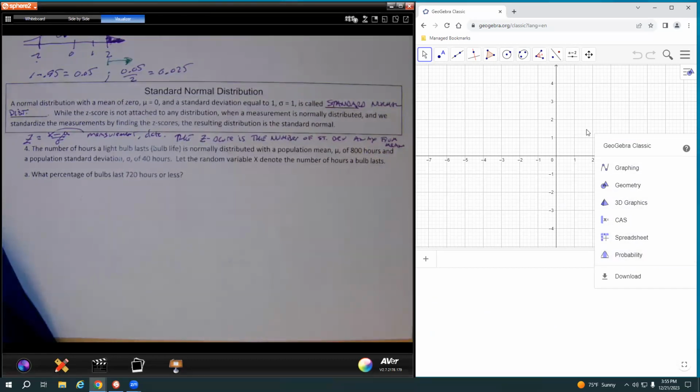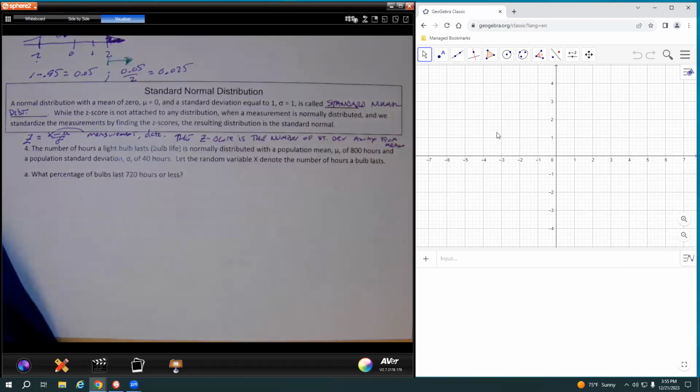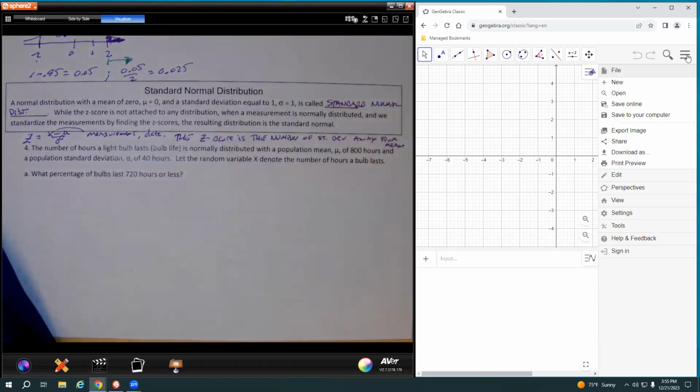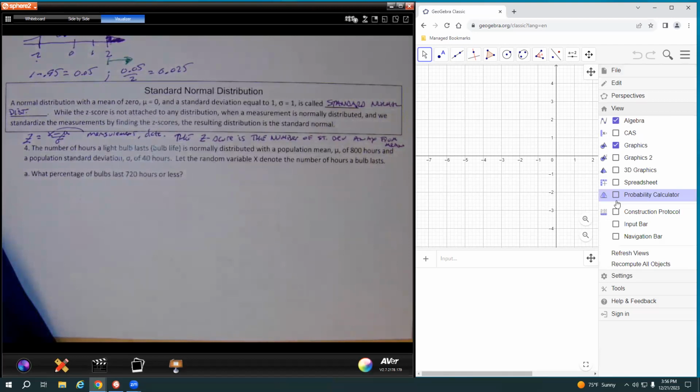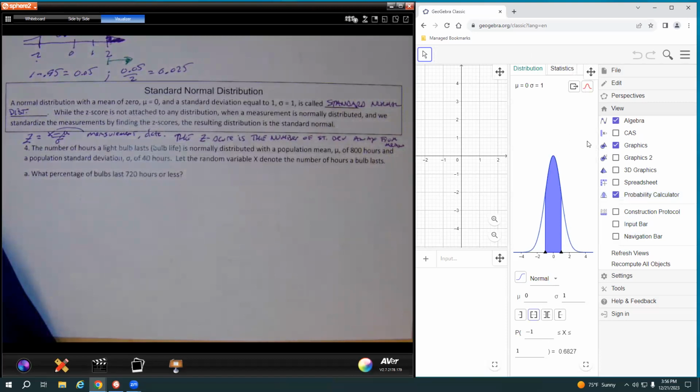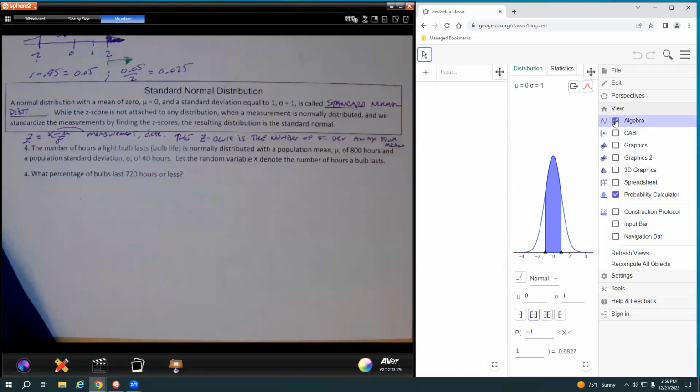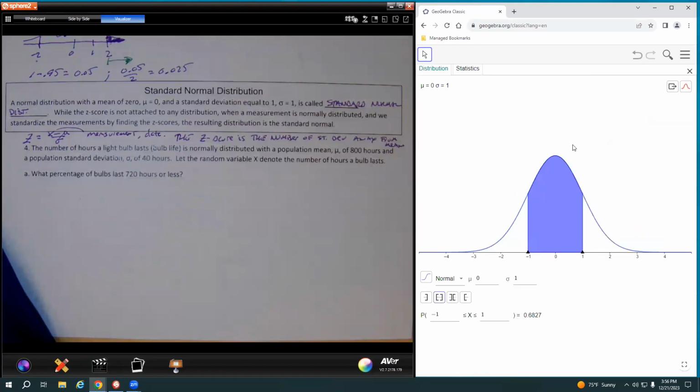But should you, for example, wonder what this is, you might decide to click here. Watch, this will all go away. Boom, it's gone. And you go, where'd it go? So to get it back, click on these 3 lines. This is called the hamburger. Go to view, and select probability calculator, and then all of a sudden this thing pops up. I don't need the graphics, nor do I need the algebra, so I'm going to deselect those, and that's it.